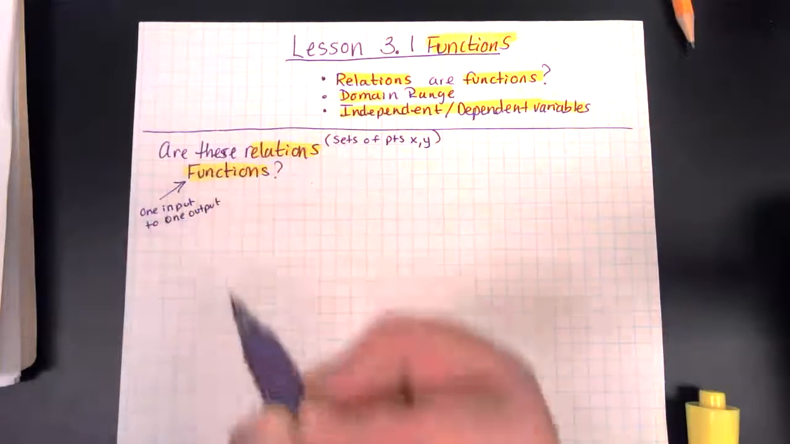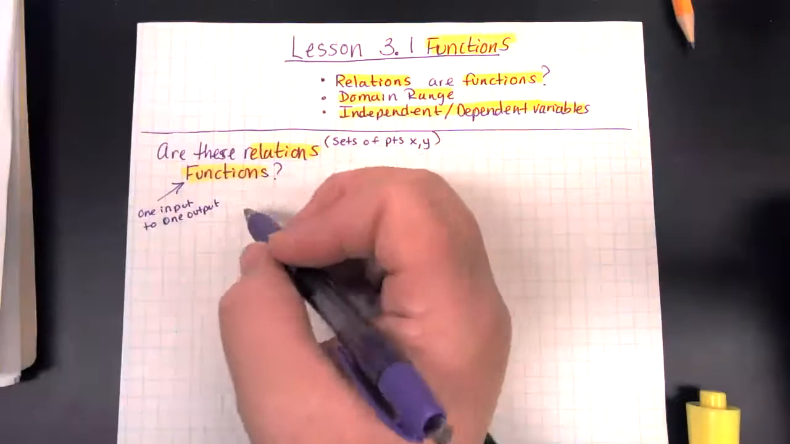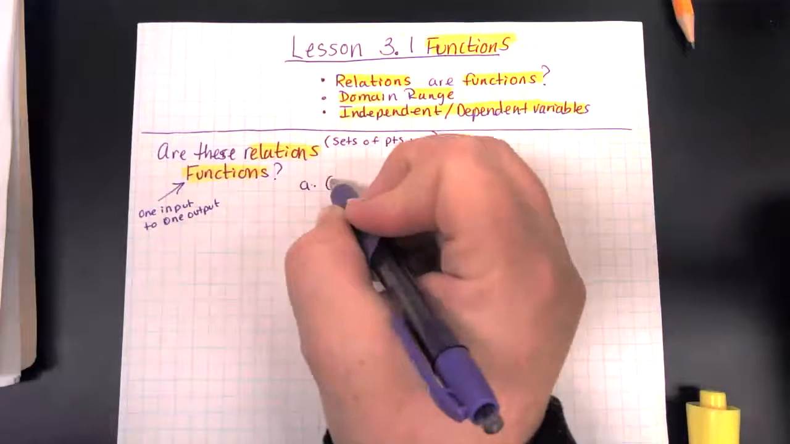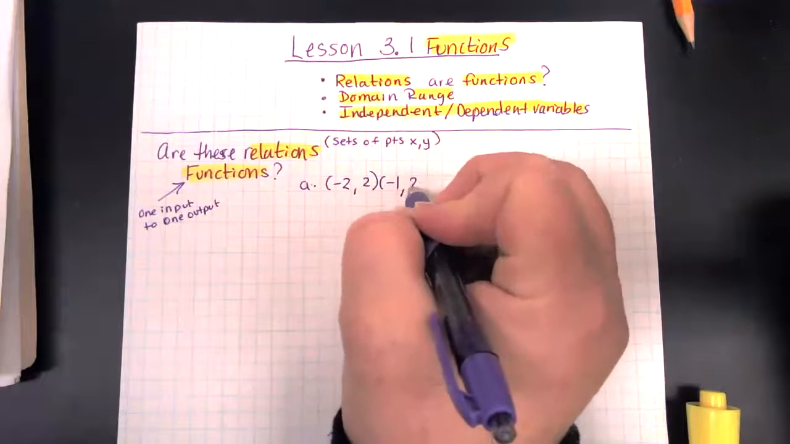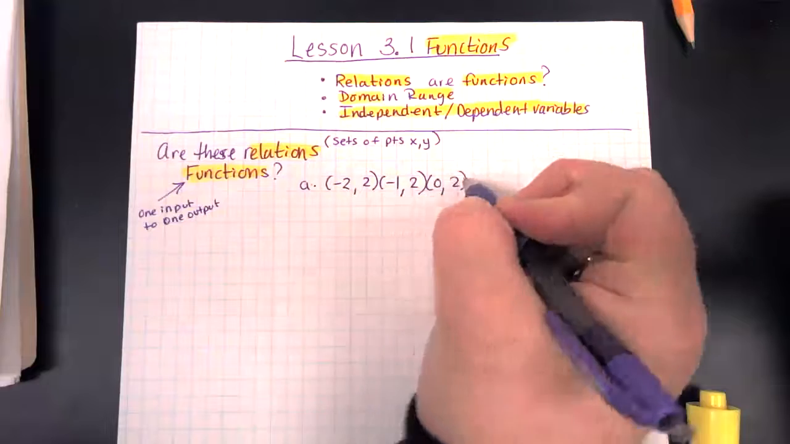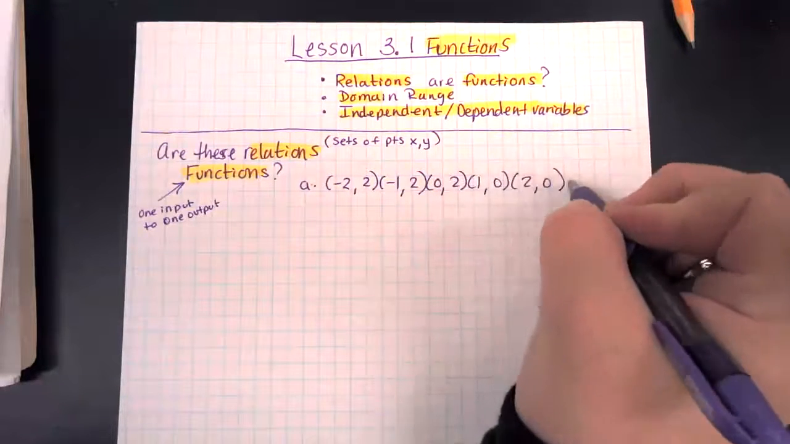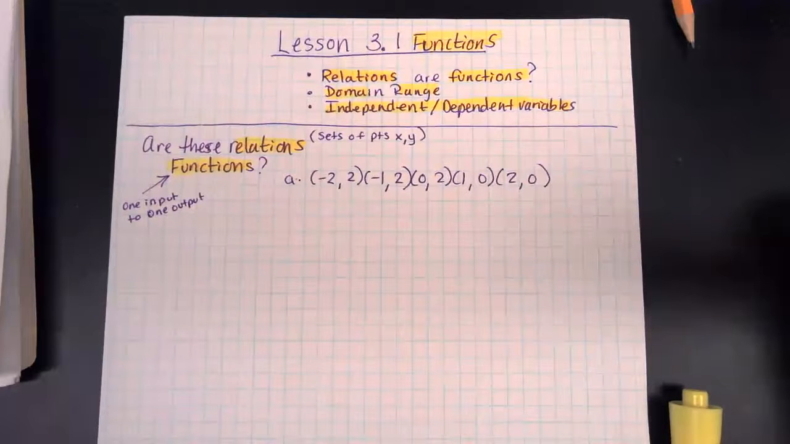Now, notice I said input and output. So let's talk about this. Let me give you my set of points here: (-2, 2), (-1, 2), (0, 2), (1, 0), and (2, 0). One input to every output. One x to one y. You can't have repeats in the input.